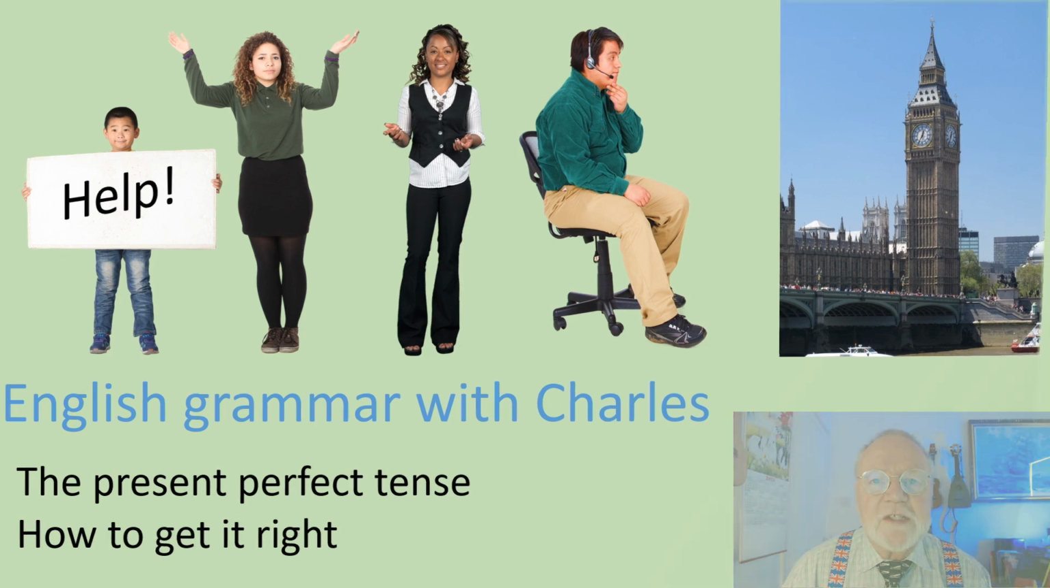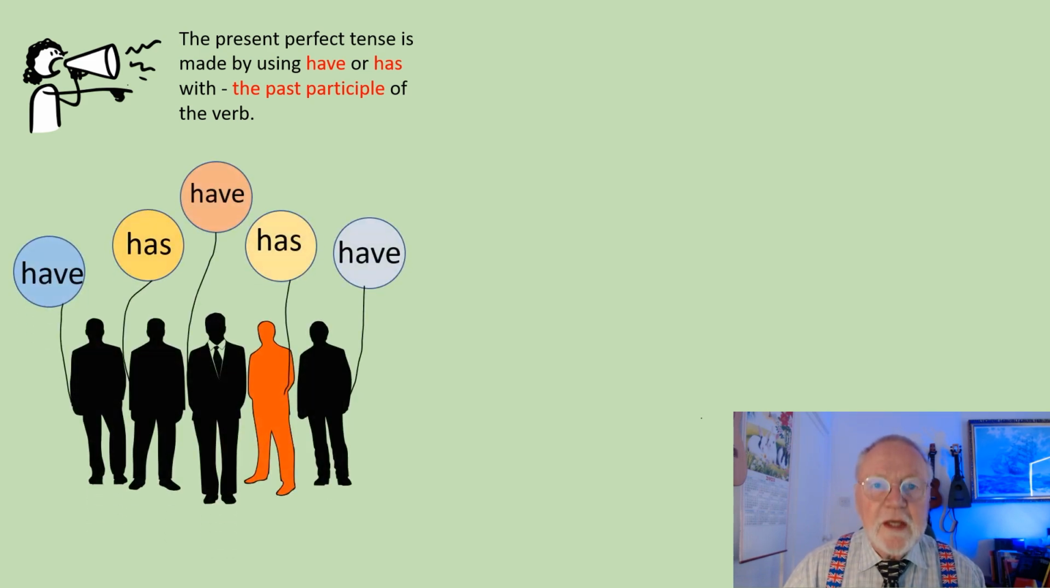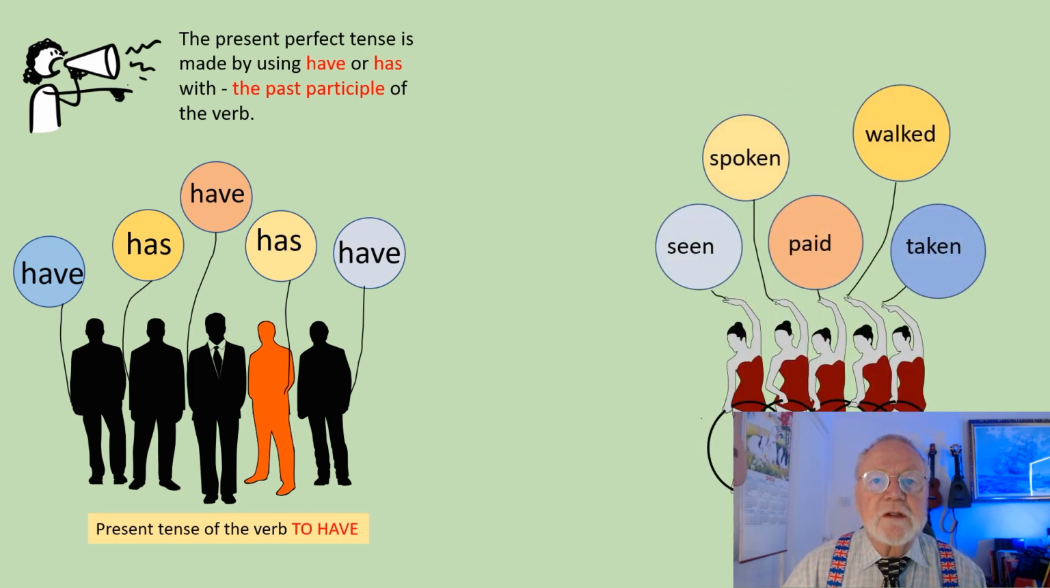So, let's get started. We form the present perfect tense by using have or has plus the past participle of the verb. Now all the persons of the verb use have except for the third person, he, she or it, has. And I'm sure you recognise this as the present tense of the verb to have. We add the past participle and that's how we construct the tense. The verb to have plus the past participle. And here are some examples of the tense.